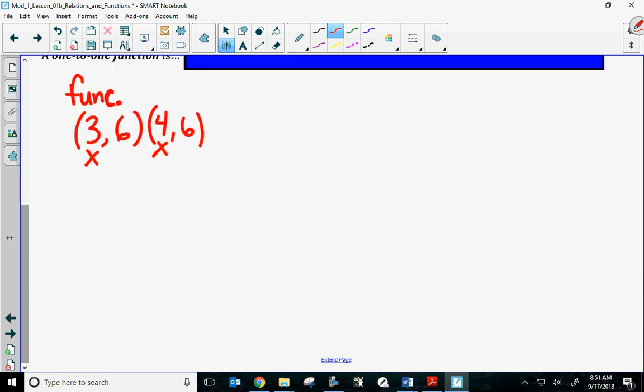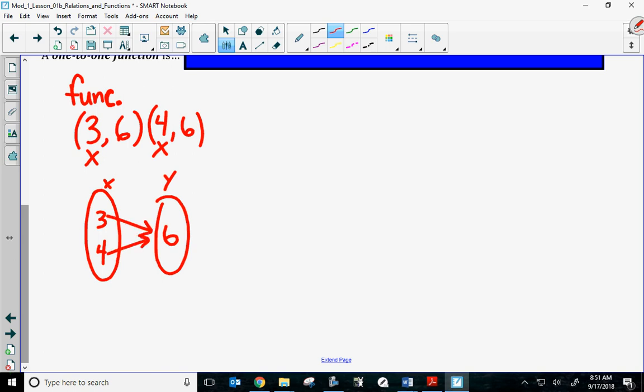In fact, if I were to draw that mapping, here my x's, here my y's, you have 3 and you have 4, you have 6 here. They both go to 6, and that's fine. That is a function because my x that's a 3 has only one y, 6. My x that's a 4 only has one y, that's a 6. As long as my x's do not repeat, that's a function.